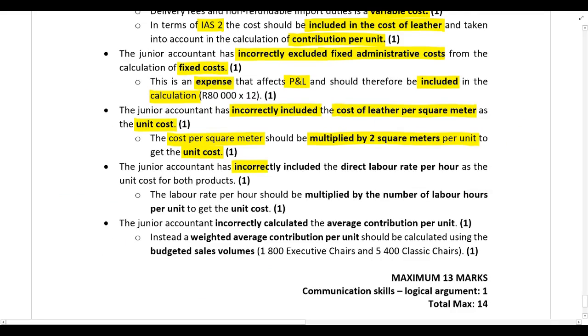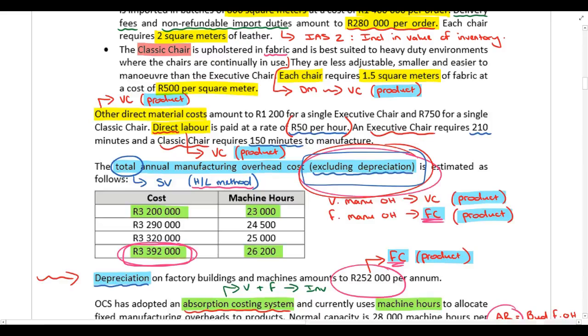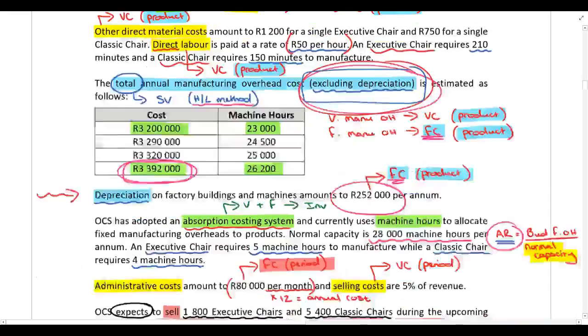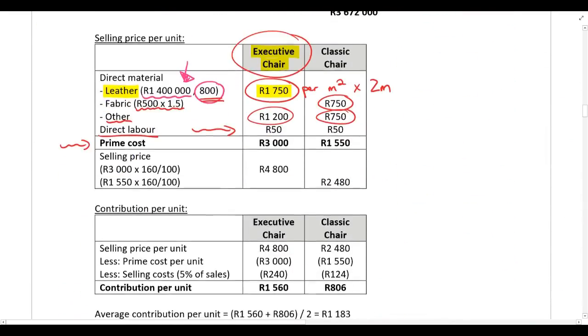All right, so he has incorrectly included the direct labor rate per hour as the unit cost for both products. The labor rate per hour should be multiplied by the number of labor hours required per unit in order to get the unit cost. Okay, so that's obviously incorrect.